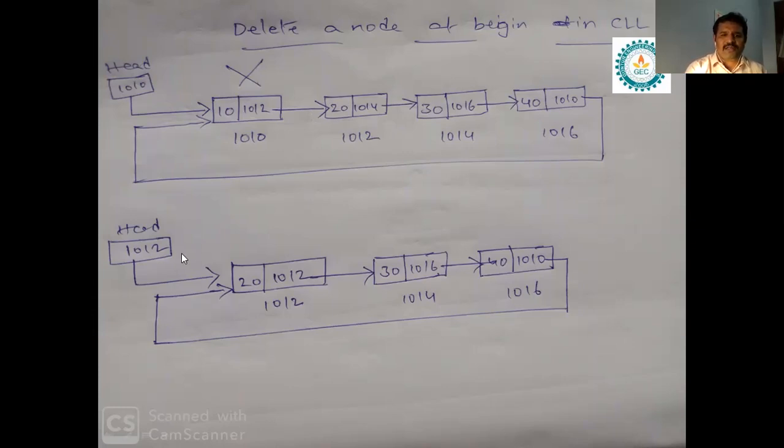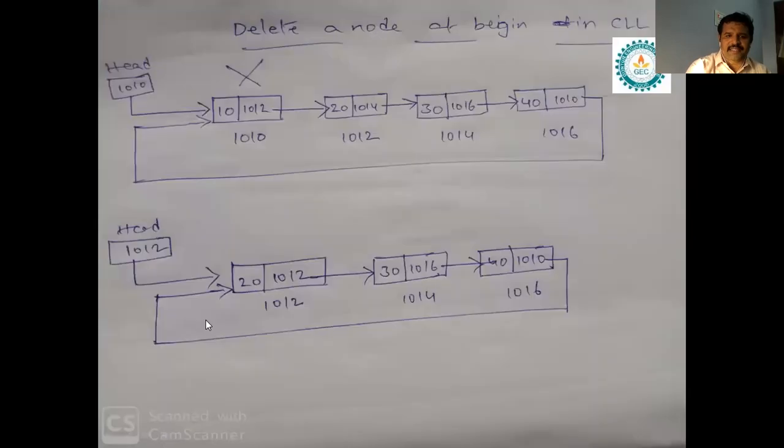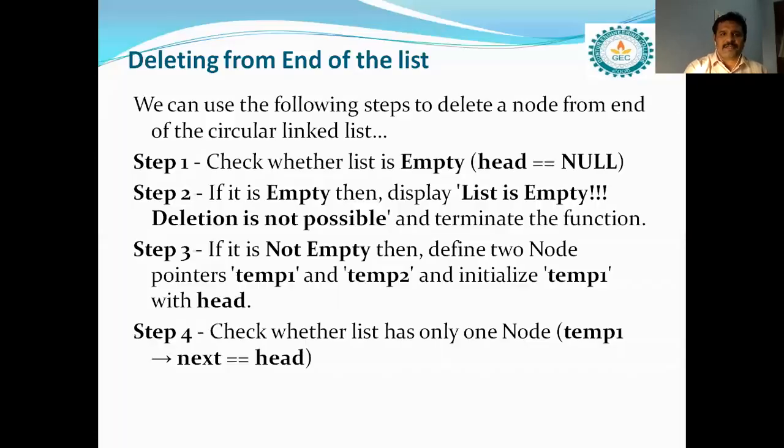After adjusting the pointers, the circular linked list looks like this. Here head equal to head next. This is the head next part. What do we have in the head next part? 1012. So that is assigned to head. Now the head is 1012. So this is the way to delete a node at the beginning of the circular linked list.